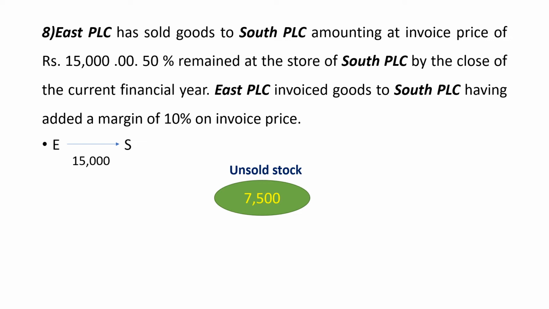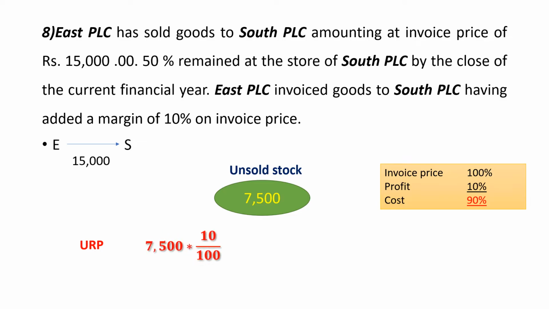Now we have to calculate the unrealized profit. It says that East PLC invoices goods to South PLC having added a margin of 10% on invoice price. So when the selling price, or the invoice price, is 100%, we are going to give a 10% margin. Therefore, the cost price is 90. Now we have to calculate the unrealized profit, that is 7,500 into 10%. So the unrealized profit is 750.